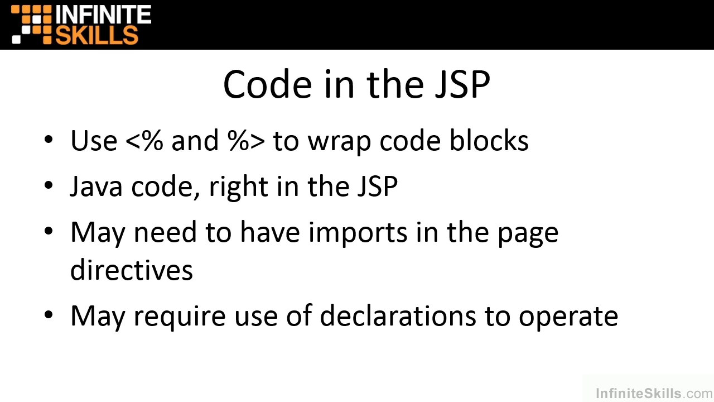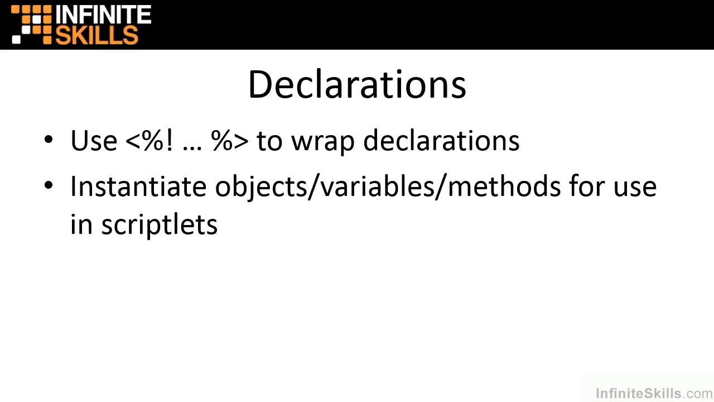And it may require the use of declarations, which are going to be actually creating variables. And we'll see that in just a moment. So declarations are going to be very similar to our scriptlets, but the difference is going to be if we're declaring a variable or a method or instantiating some object for use, what we're going to do is just wrap that with less than % and then the bang operator or the exclamation point. So that will start a declaration. So in that code block there, you might see int i equals 0, or you might see my person equals new person, or something like that.